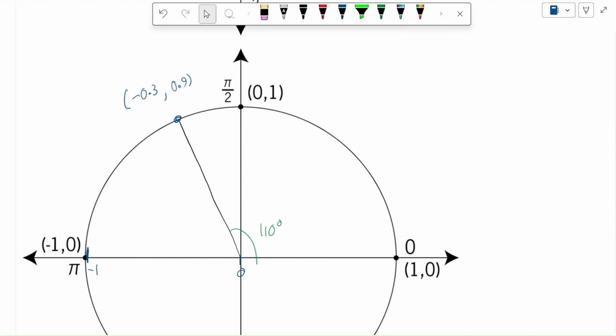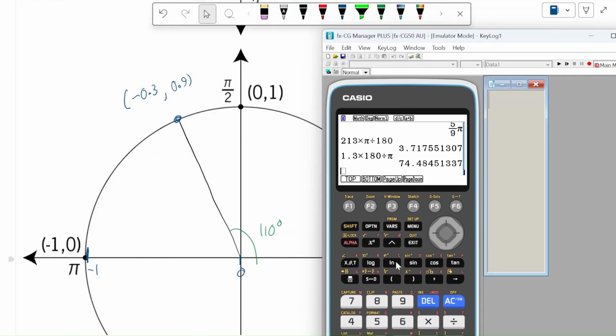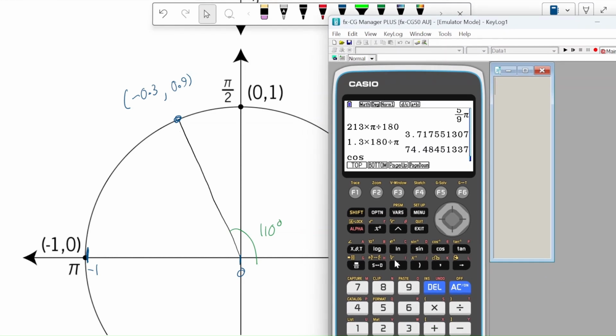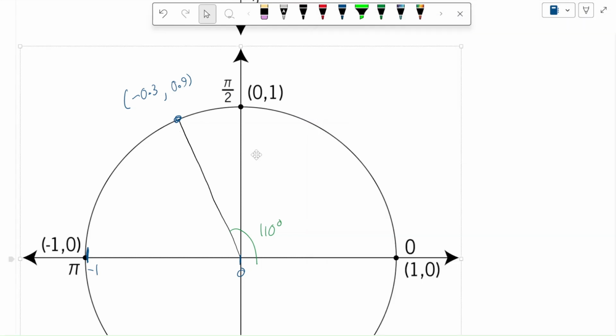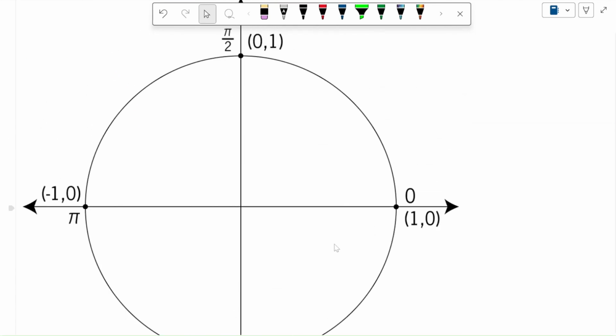So if we use our calculator and we try and work out in degrees, cos of 110, I'm hoping that it should be roughly, hey, minus 0.3. Well, that's good. And if we work out sine of 110, hey, about 0.9. That's good. It's very rough, but it should give you the idea. Okay, more unit circle stuff.